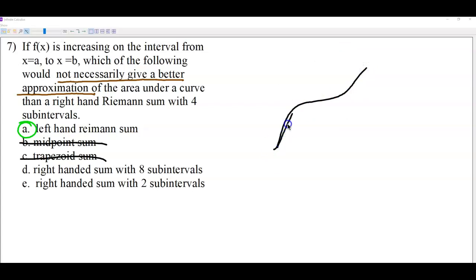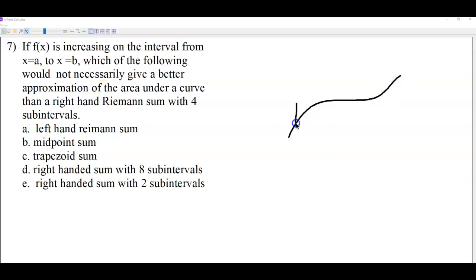Like trapezoids follow the curve really well. So since they follow the curve, they usually give a pretty nice estimate. They're not like right-hand sums or left-hand sums which go over the curve. You know what I mean? Same thing happens with midpoint sums. When you're doing a midpoint sum, you always get a little above and a little under, so it follows it pretty good. That's not a good example, but let me try to do a different one.